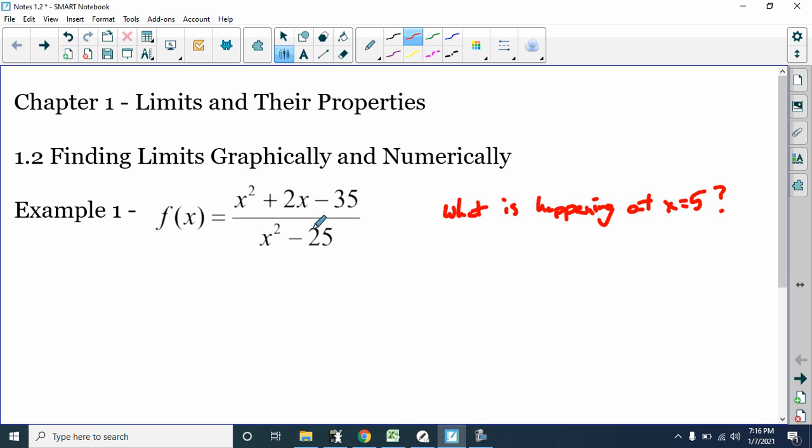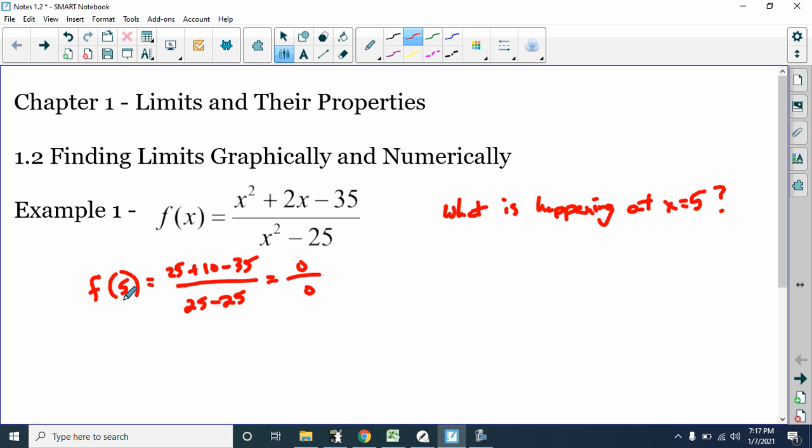So the very first thing you would do is you try to figure out what the y value is at x equals 5. So let's plug in 5 for x and see what happens. That's going to give me 25 plus 10 minus 35 on the top. And on the bottom, if I plug in 5, I get 25 minus 25. So on the top, I've got 0, and on the bottom, I've got 0. I've got 0 divided by 0. If I divide by 0, this is undefined. So f of 5 is undefined. There is no point when x is 5.